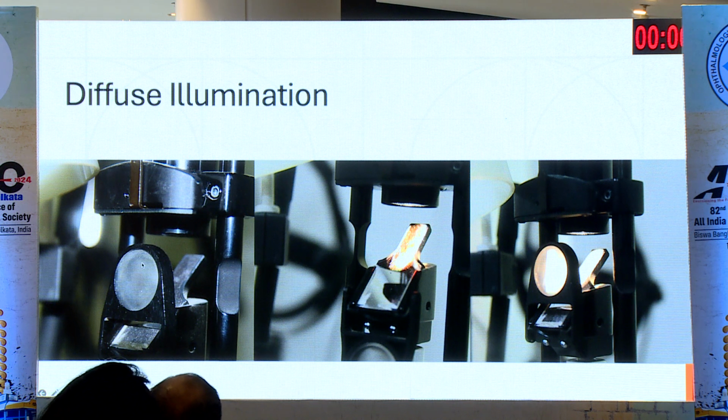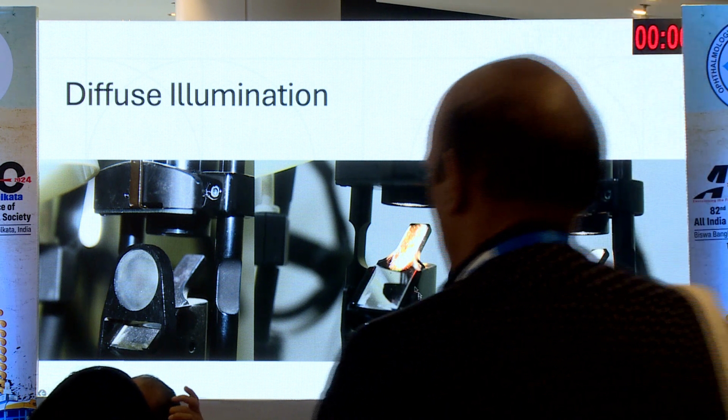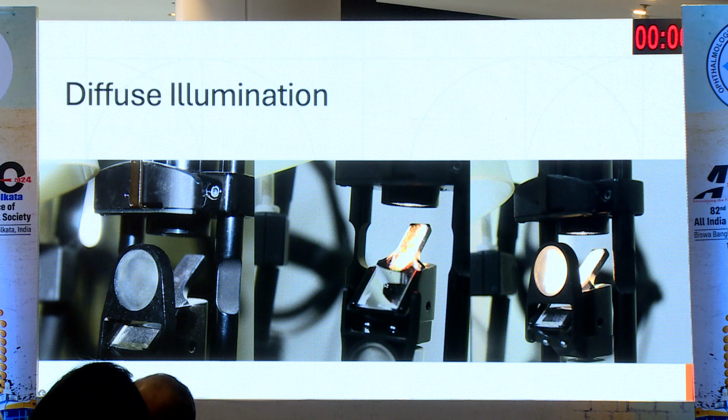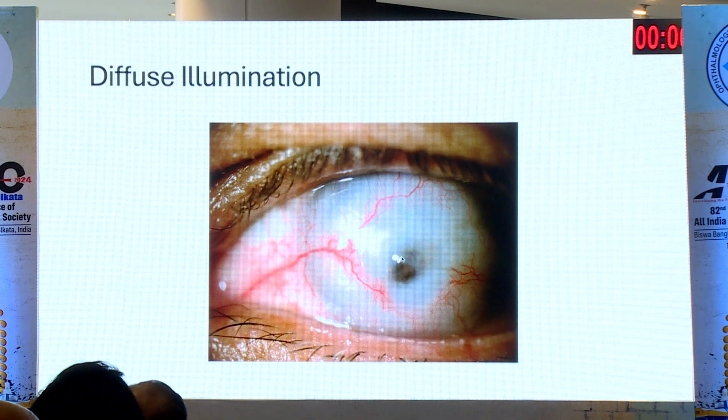If you don't have a diffuser, don't worry, you can use butter paper. You can cut a slit in that and apply the butter paper here, and you'll have a background illumination, a diffuse illumination. So this is with the diffuser applied in front of the mirror, and this is without the diffuser. And this is a photo taken with a diffuser in front of the mirror.